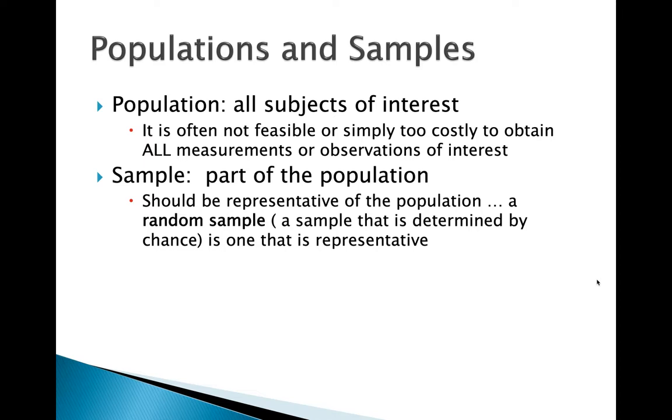So how do we get a representative sample? Well, our best chance of getting a representative sample is to use a random sample, a sample that is determined by chance. So that's what we will be doing: we'll be talking about random samples in an effort to have a representative population. We'll also talk about methods where people don't use random samples and some of the consequences of that.